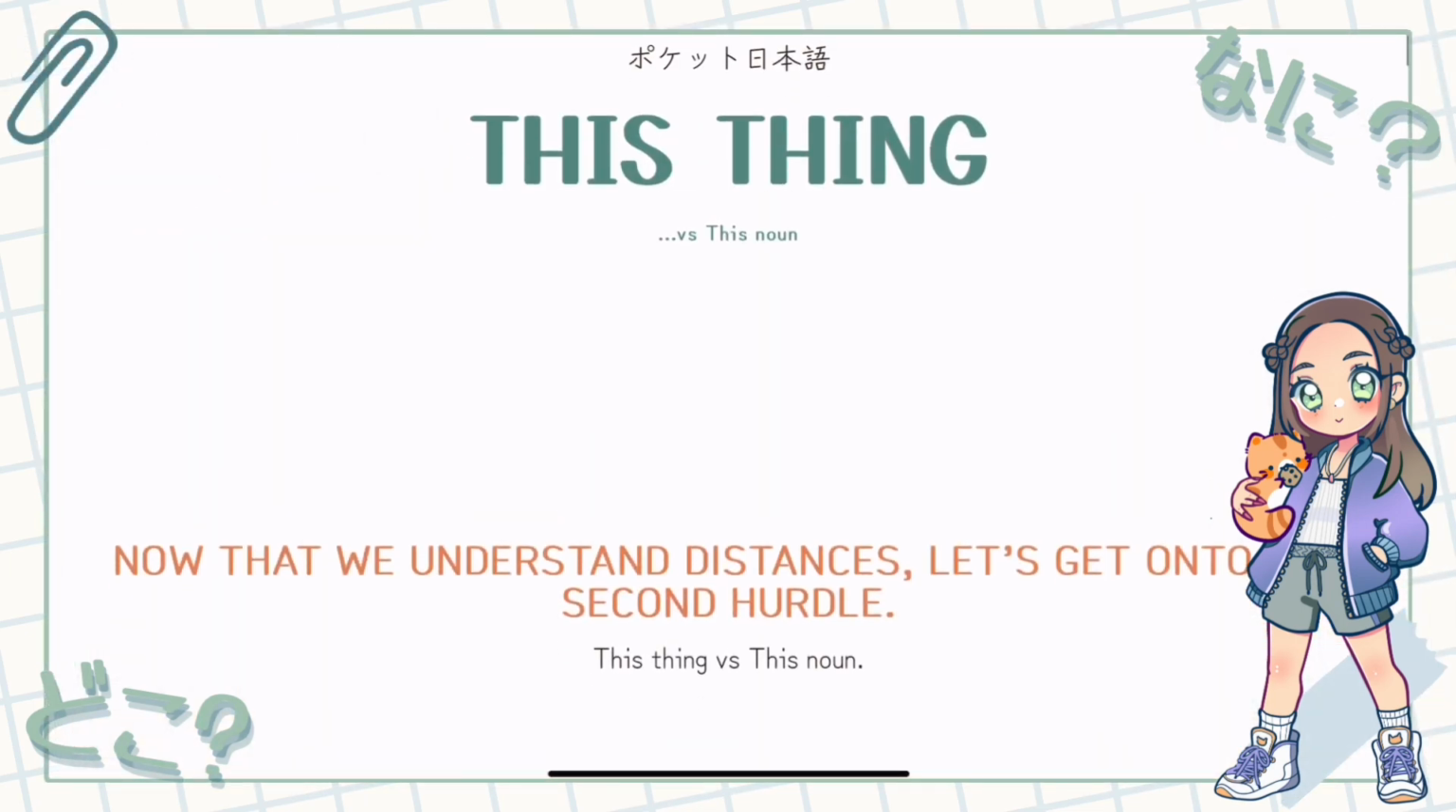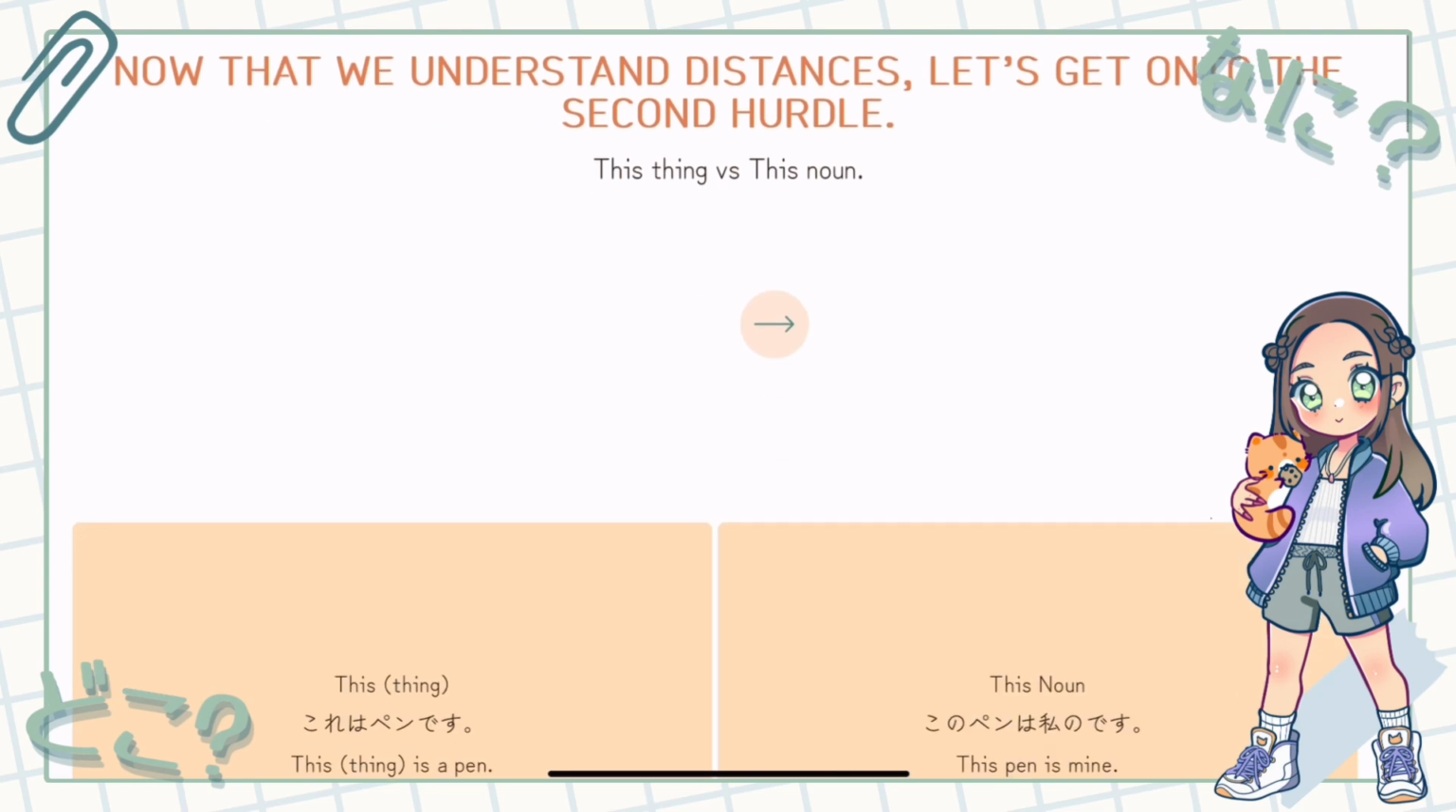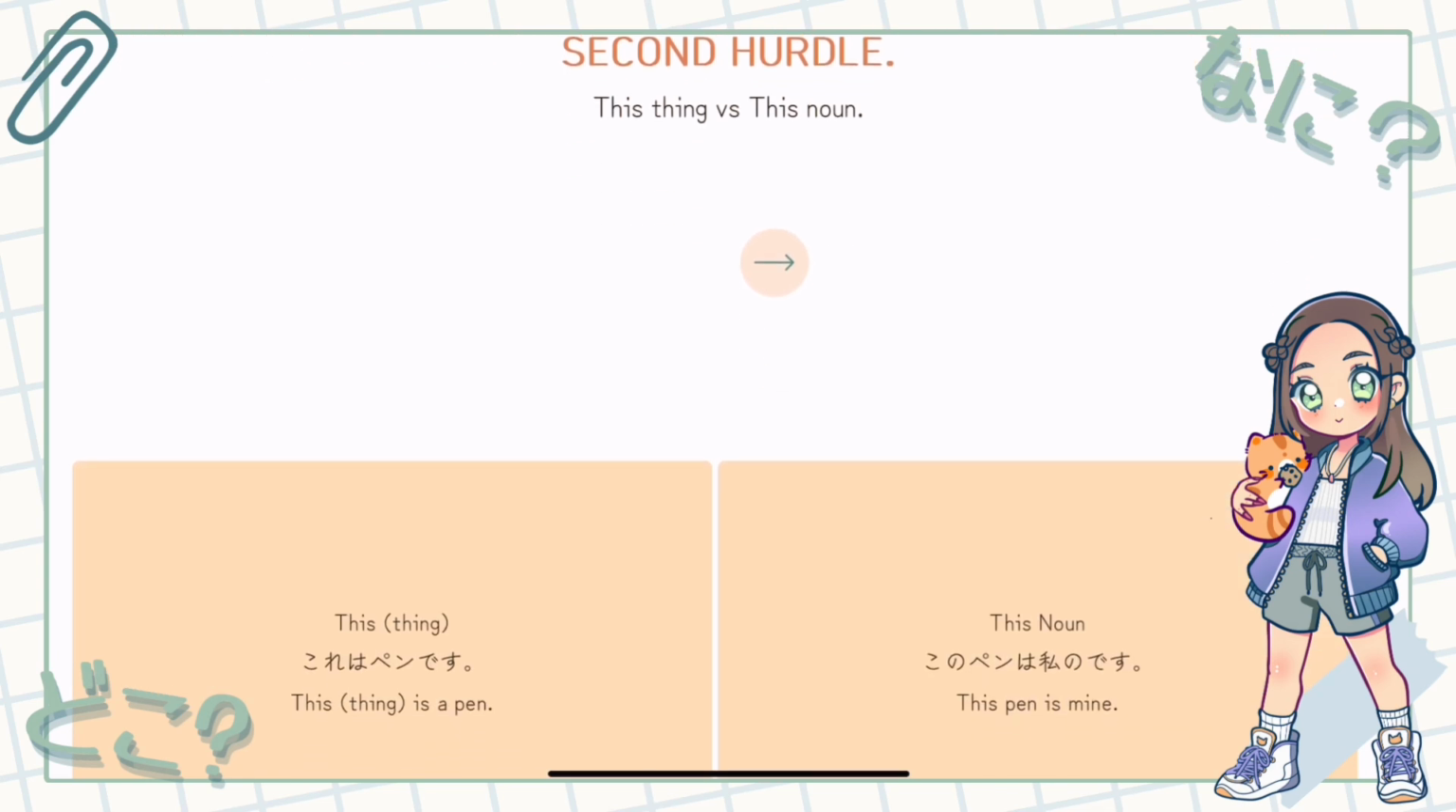This thing versus this noun. This could be why a lot of people are here. Kono versus kore. Now that we understand distances, let's get on to the second hurdle. This thing versus this noun.